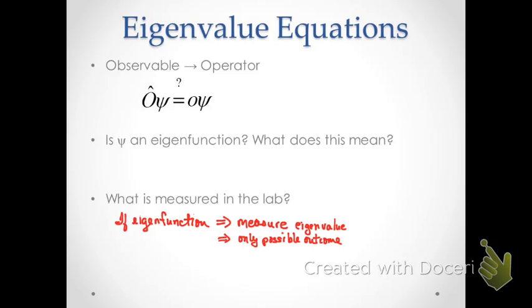Now, if it's not an eigenvalue equation, if we don't get a constant times the original function, and we'll look at a specific example of that in a few minutes, then we have to deal with the question: what are we going to get in the lab? How do we know what we're going to get in the lab? Is there a way to do that? We'll deal with that a little bit in this video, and then in the next video after this we'll talk about how we can make that determination.